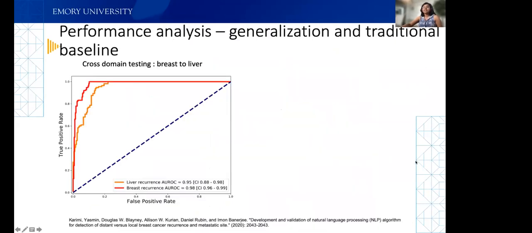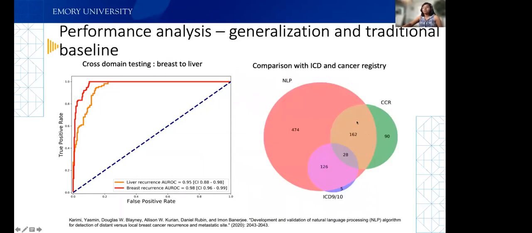We also analyzed the generalization of this method. We took the prospective breast cancer dataset and the performance was still the same, 0.9 AUC. We also validated it on a liver cancer dataset, which the model was not initially trained on, and we see the recurrence performance was quite high on liver cancer as well. Then we compared our NLP performance with the cancer registry data as well as the ICD-9 code. We can clearly see that compared to ICD-9, the NLP model added more patients.